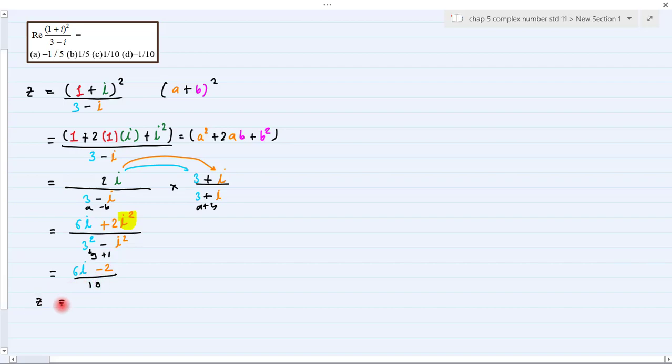So your z will be minus 2 by 10 plus 6i by 10, or we can say minus 1 by 5 plus 3 by 5 i. But as you know, we have to find out the real part of the z, which is minus 1 by 5, which is given in option A.